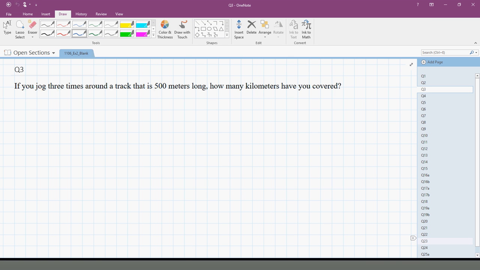So here it says, if you jog 3 times around a track that is 500 meters long, how many kilometers have you covered? So what do you think we're going to do first on this, John? What do we got to know? Well, we got to know how many kilometers we covered. Okay, so in the end, that's what we want. In the end, we want to know how many kilometers we went. But before that, what do we got to know?